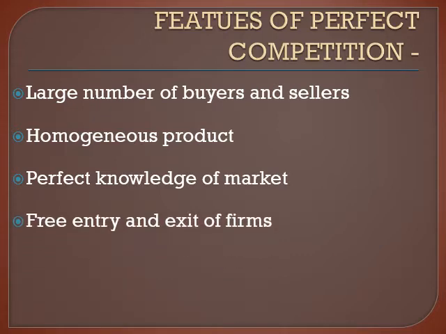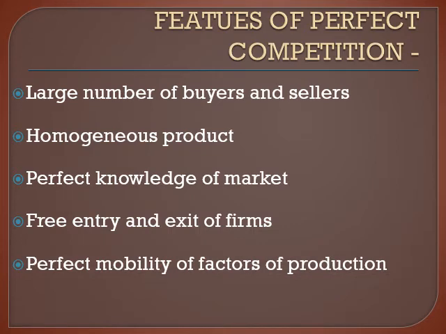Next is free entry and exit of firms. Okay, so basically there is no restriction for new firms to enter the market and for the old firms to leave the market. Okay, so basically this means that the market is open for competition from new suppliers. That means the existing firms are ready to accept the competition coming from the new firms. Okay, so all the firms can get only normal profit in the long run. Okay, next is perfect mobility of factors of production.